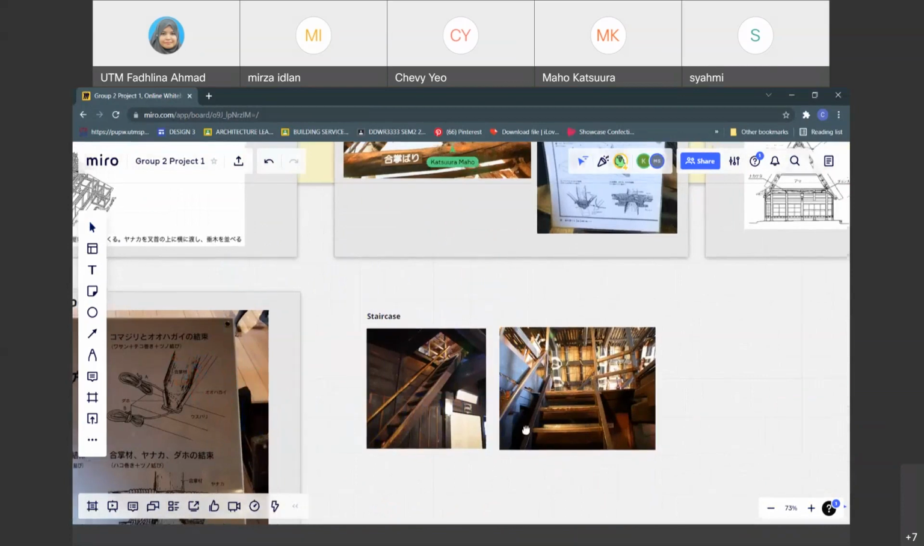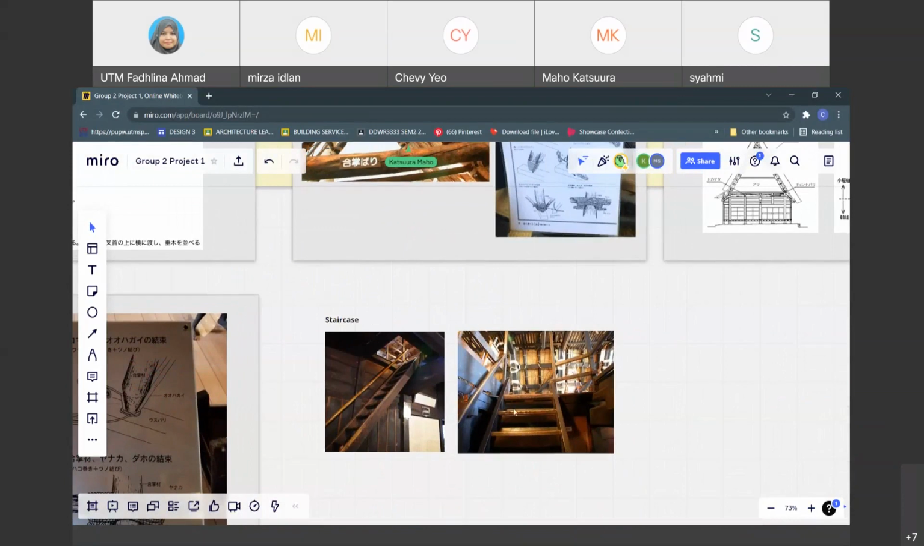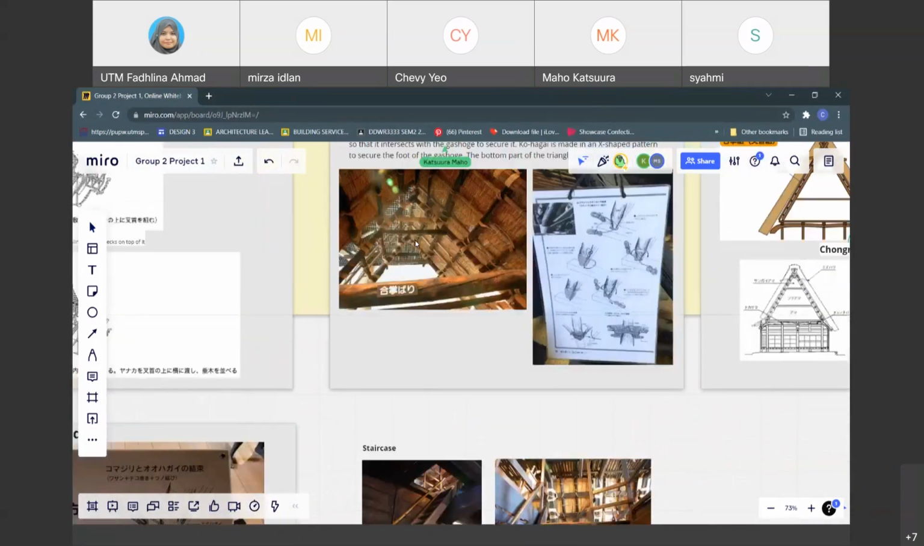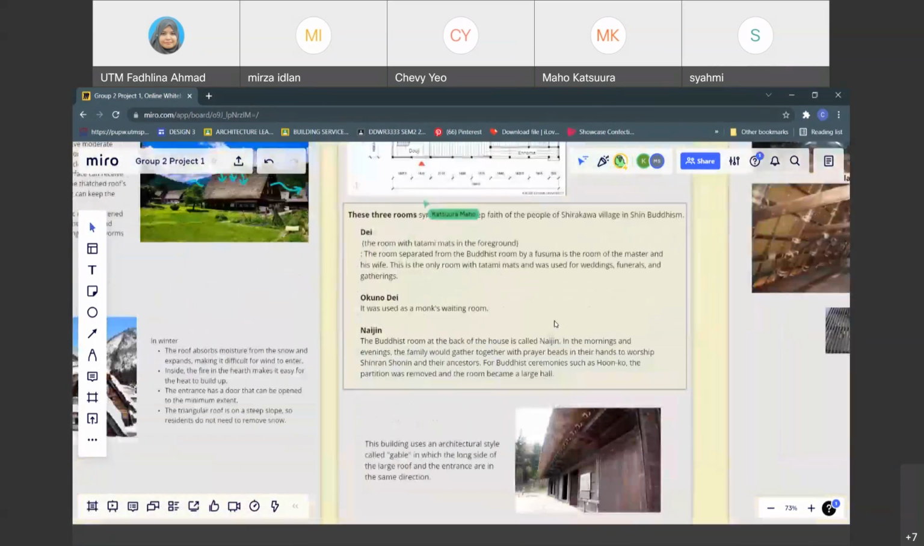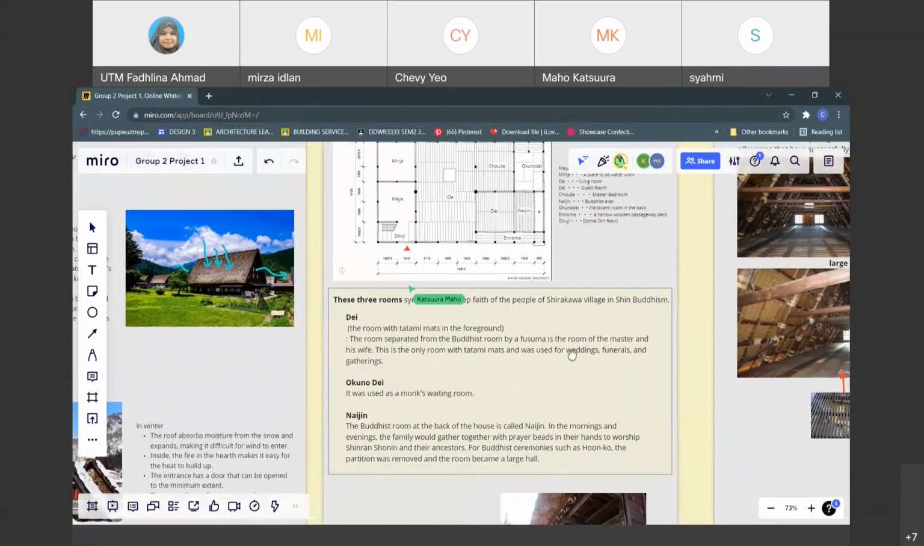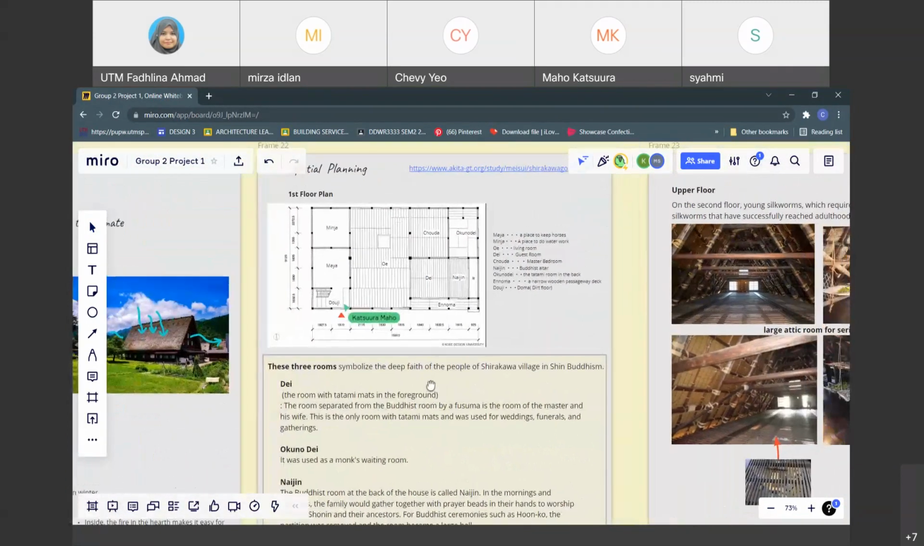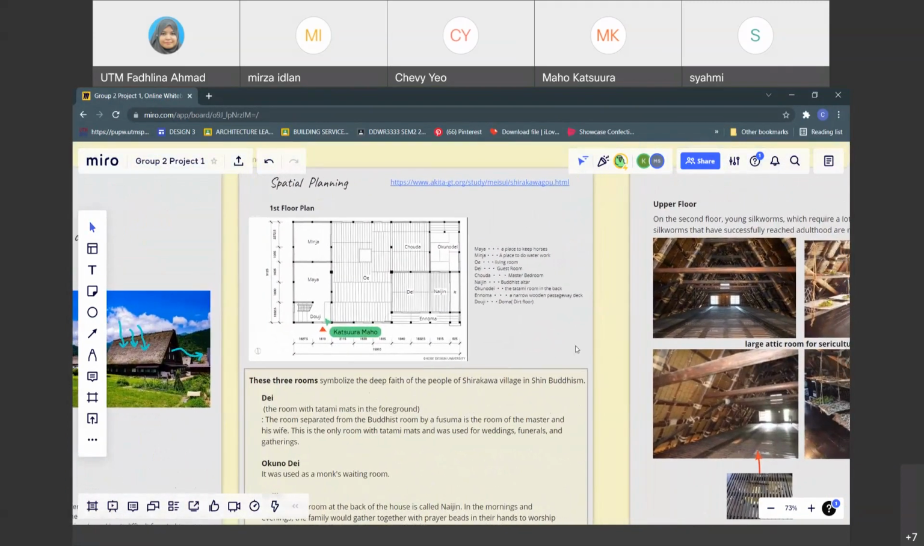Okay. What else do you have? So Maho is talking about the spatial planning. I think the first one that you need to talk about is the settlement. So you have done it, all right? And then can you get all this function of the room, not only the 3 rooms only? For instance, this one you are talking only 3 rooms, right? Symbolize the deep faith of the people. What about the rest of the spaces?